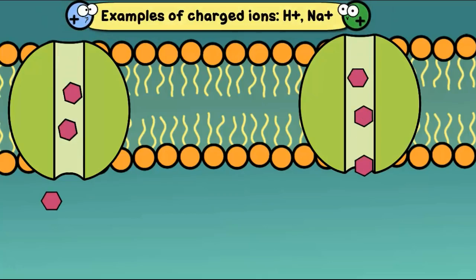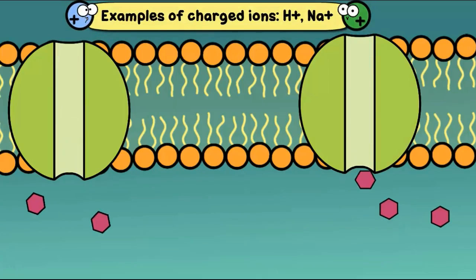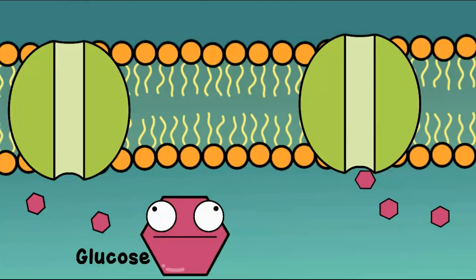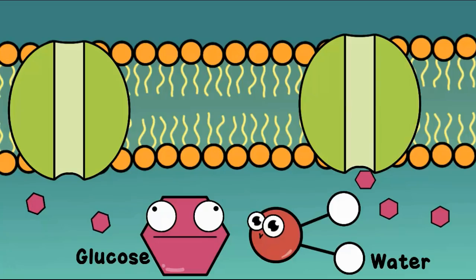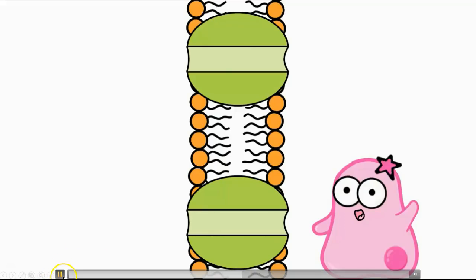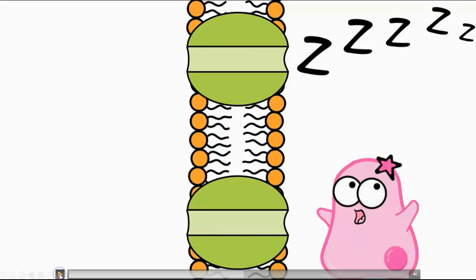Charged ions often require a protein channel in order to pass through. Glucose needs the help of a transport protein to pass through. In osmosis, for water to travel at a fast rate across the membrane, it passes through protein channels called aquaporins. So these are all examples of facilitated diffusion, which is a type of passive transport and moves with the concentration gradient of high to low concentration. Now all the transport we've mentioned has been passive in nature.